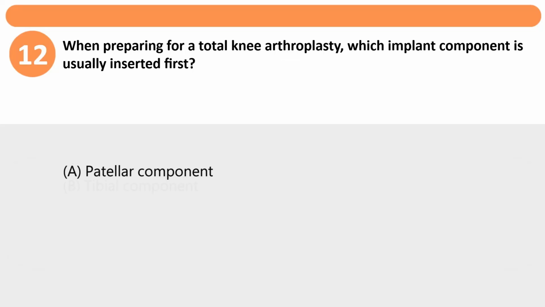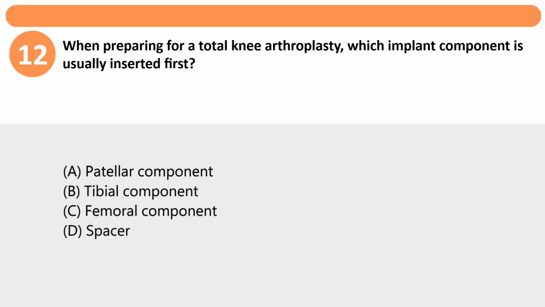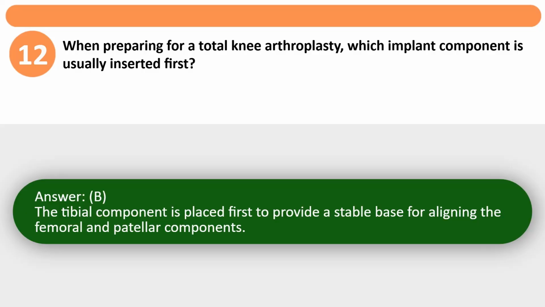When preparing for a total knee arthroplasty, which implant component is usually inserted first? A. Patellar component. B. Tibial component. C. Femoral component. D. Spacer. Answer: B. The tibial component is placed first to provide a stable base for aligning the femoral and patellar components.